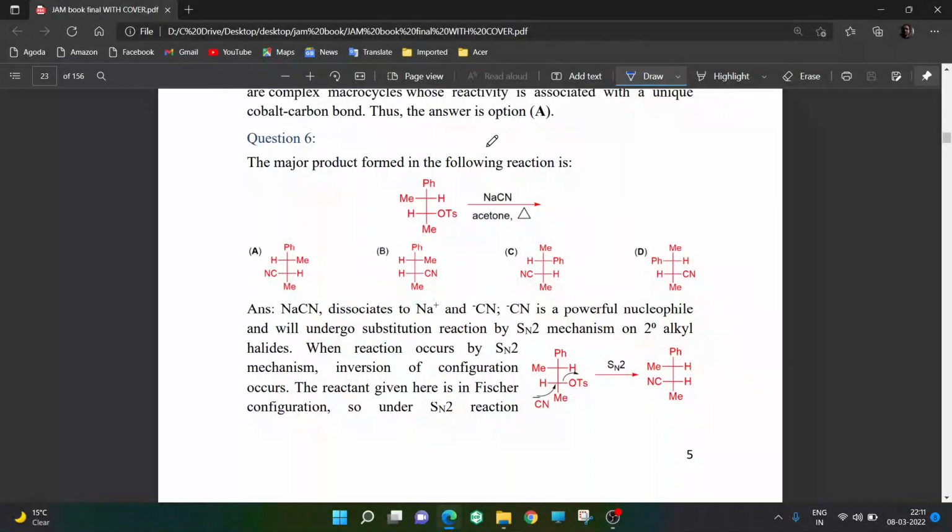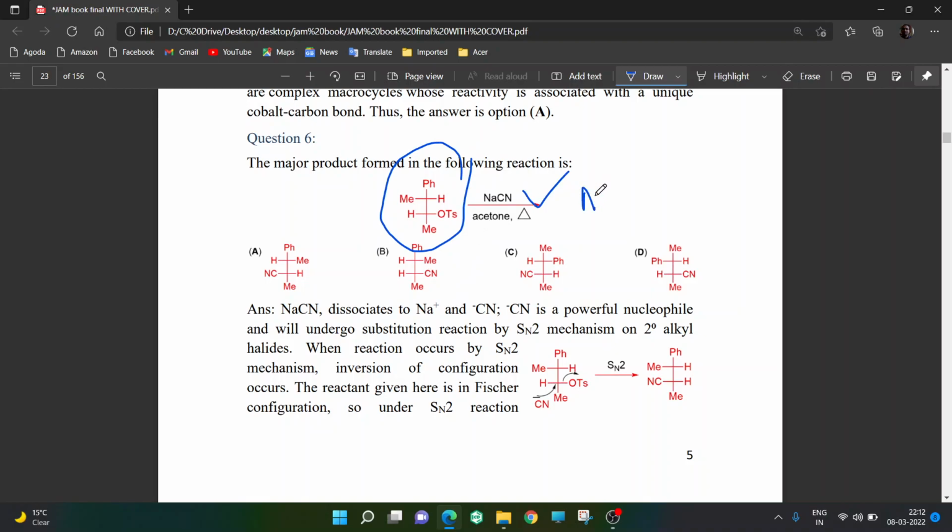Hello everyone, let's start solving the next 5 questions for the Jan 2022. So the first question says, I am solving only the organic part, okay. The first question says, the major product formed in the following reaction is, so you are having this molecule and you are reacting with NaCN.